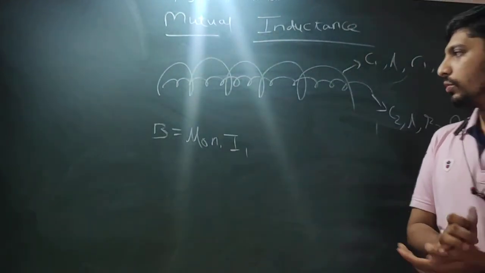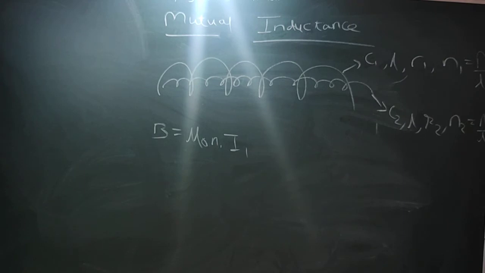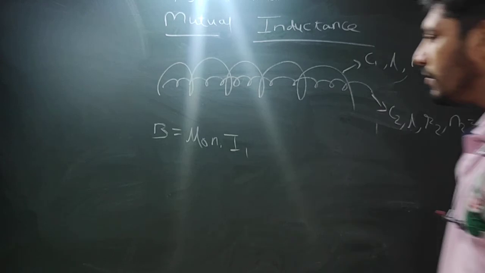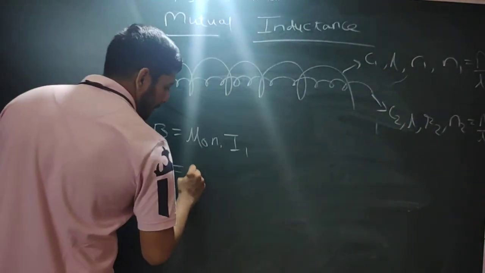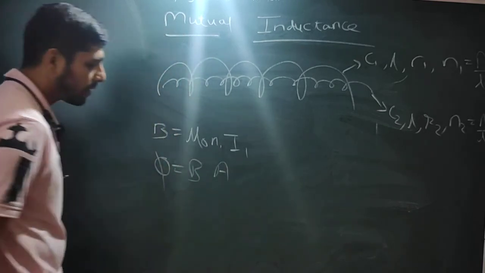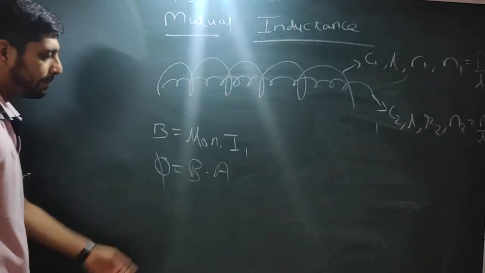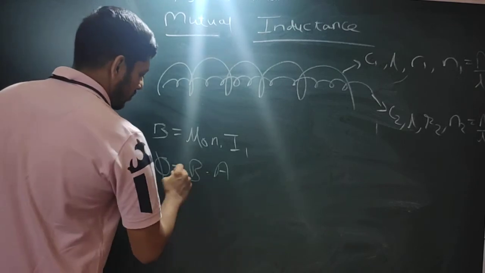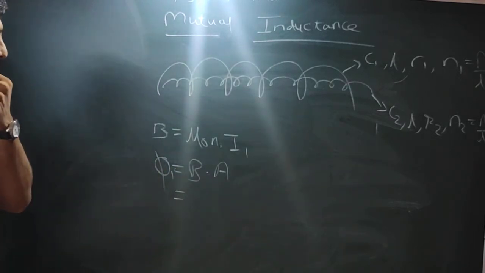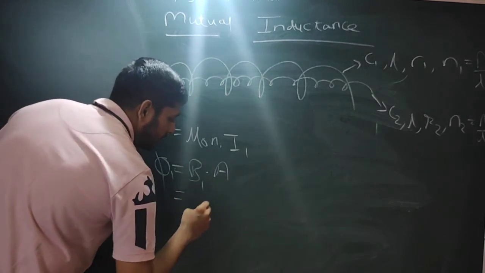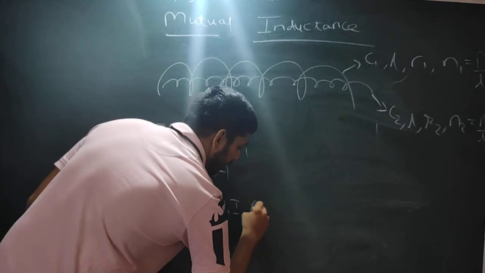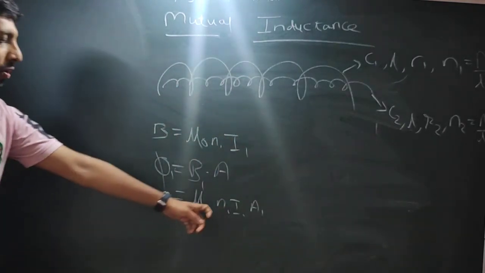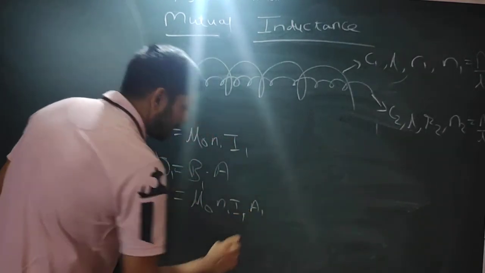So next, what will we do? We'll find the mutual inductance between them. The flux linked will be phi equals B into A. For coil 1, flux phi 1 will be equal to B1 into A, which is mu 0 N1 I1 A1.